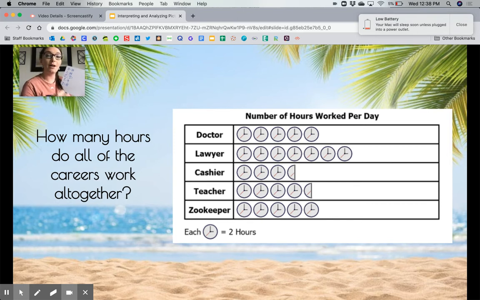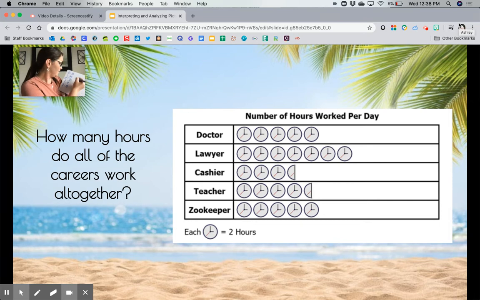So I want to know how many hours does it take for all these careers to work. So let's see. A doctor is 10 and a zookeeper is 10. So if I add those together, 10 plus 10 is 20. So I'm going to cross those off because I added them together. Now I'm going to add, sorry, I want you guys to be able to see.